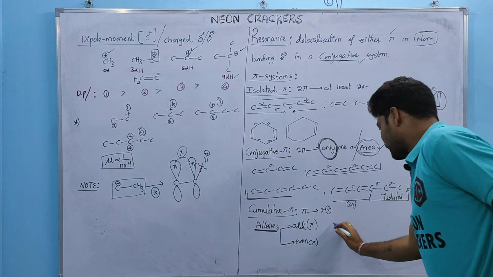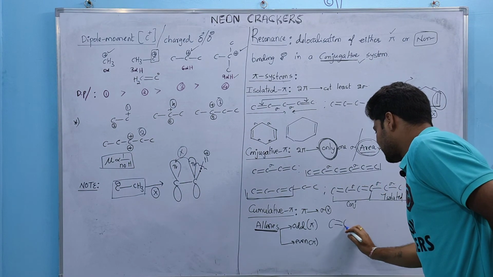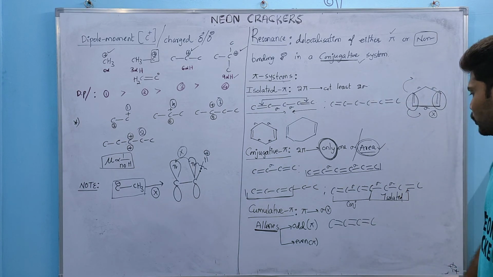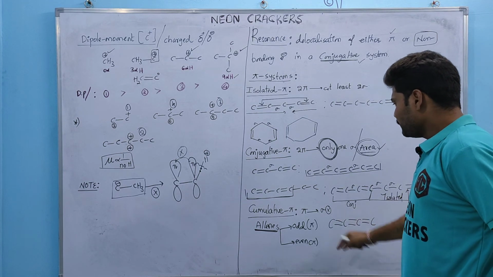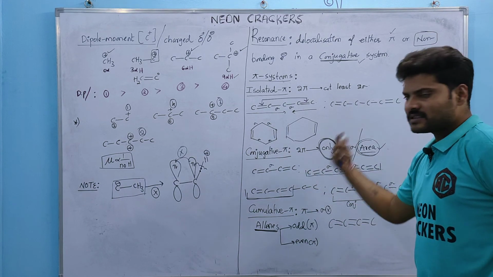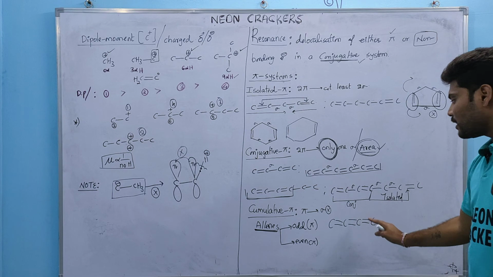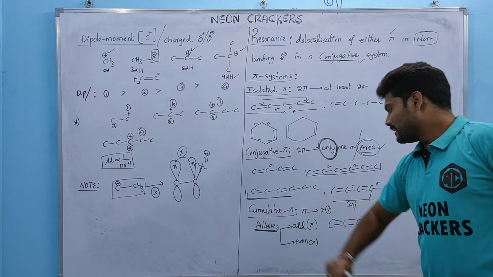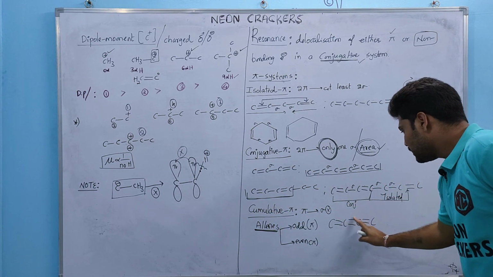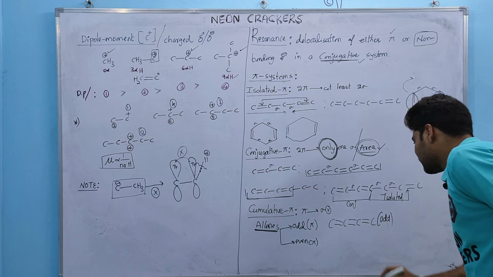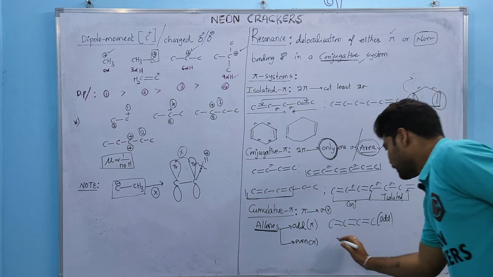One example: C double bond C double bond C double bond C. Now no pi bond is separated by a sigma bond. Here a pi bond, here a pi bond, here a pi bond. This is called cumulative, or allenes. How many pi bonds are there? 3 pi bonds are there. That's why it is called an odd allene.